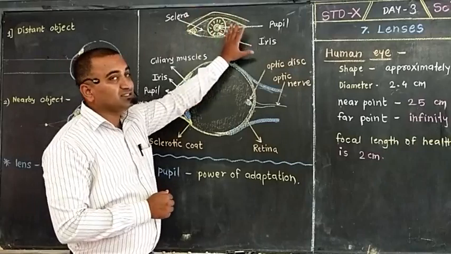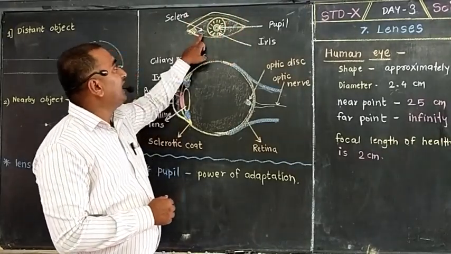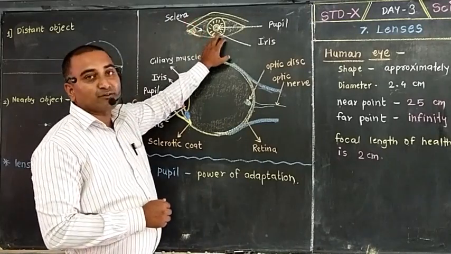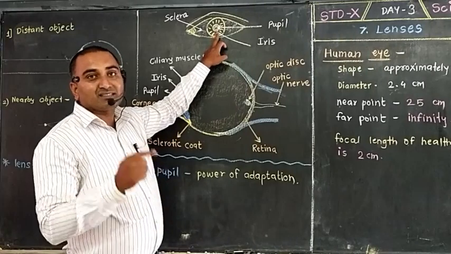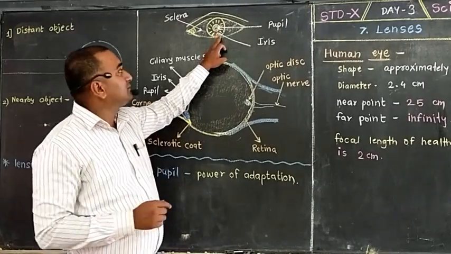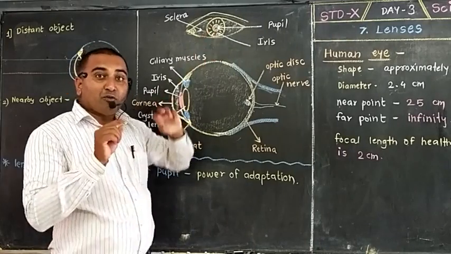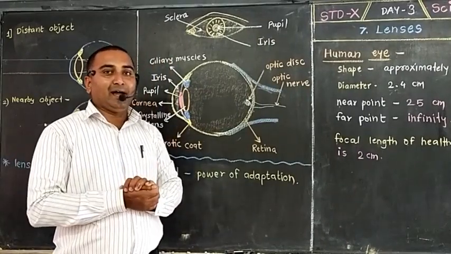So how is the eye from the outward side? We have the white sclera. At the center of the white sclera, we have the iris. The iris color is different for different persons. At the center of the iris, there is a pupil. Through the pupil, the maximum light will enter the human eye.